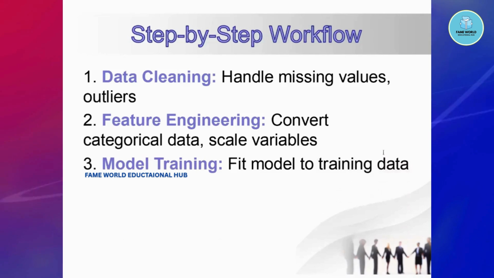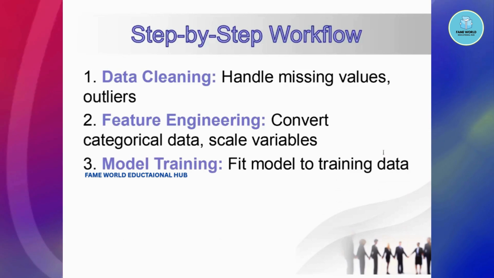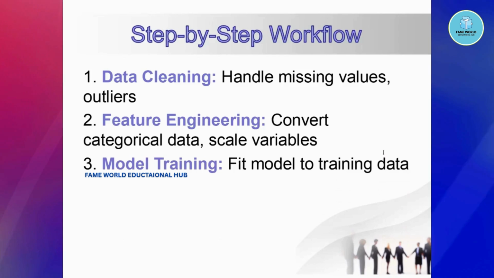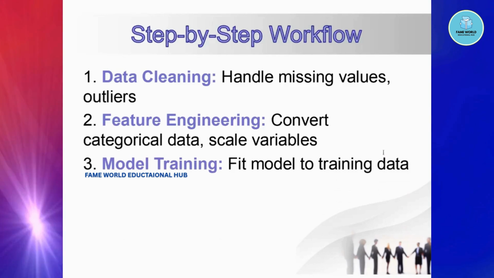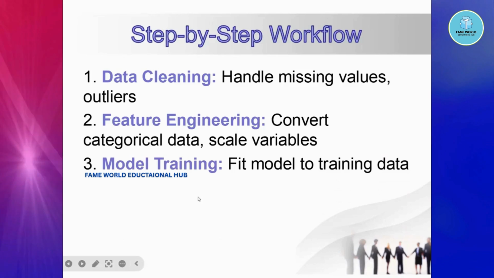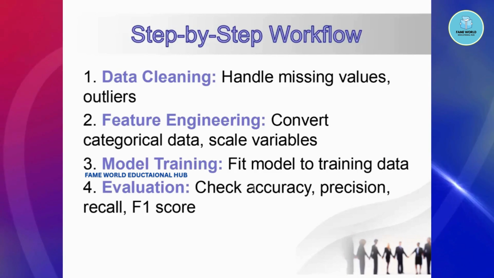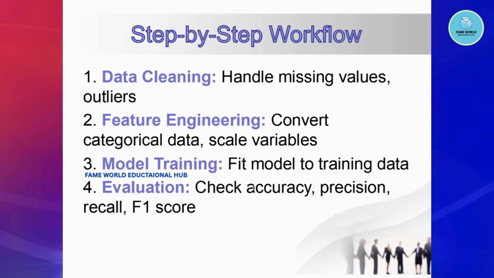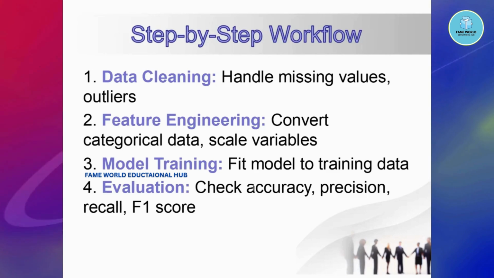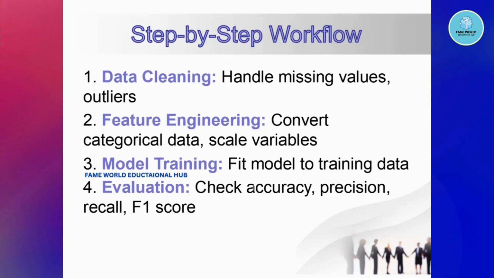Step 3 is model training. Now we split our data into training and testing sets. Then feed the training data to the algorithm. This is where the model starts learning patterns. Step 4 is evaluation. Accuracy is just one metric. In banking, precision and recall matter more. Why? Because you don't want to wrongly reject a trustworthy borrower or worse, approve a risky one. A balanced model is one that minimizes both types of errors.